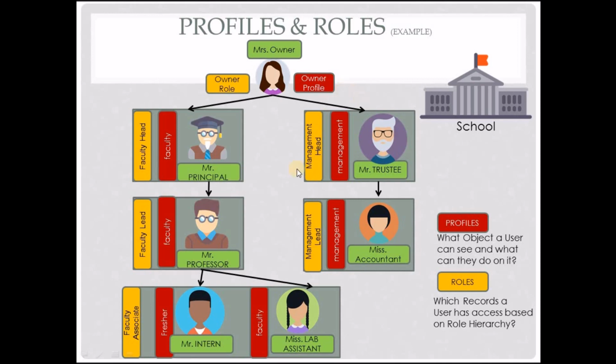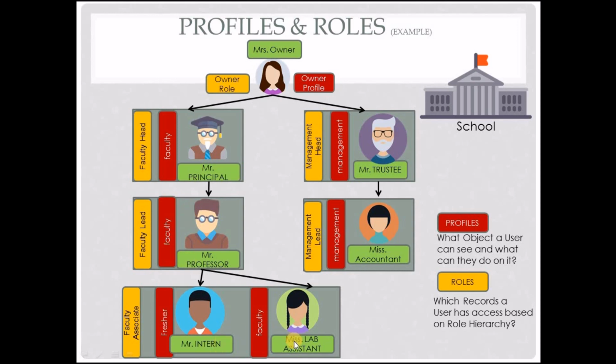Moving a step down, we have Mr. Principal and Mr. Trustee. According to the role hierarchy, they are on the same level, which means that Mr. Principal will not be able to see any data of Mr. Trustee because they are on the same level. But Mr. Principal will be able to see all the data of Mr. Professor, who is one level below Mr. Principal. Now these are defined by the roles.